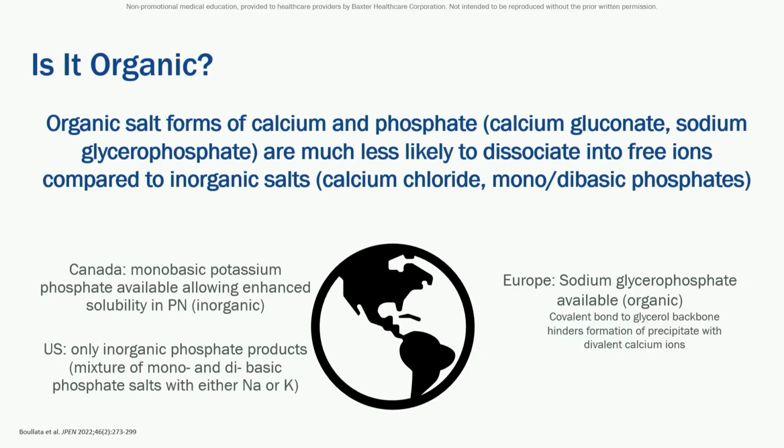and it prevents the precipitate forming with calcium. In Canada, they have a monobasic potassium phosphate available, which is inorganic, but it is the more soluble form, like we talked about in the slide before. And then in the US, the only options we have are a kind of combination product of both mono and dibasic phosphates that's complexed with either sodium or potassium, but that creates a lot of issues for us from a calcium and phos solubility perspective in the US specifically.